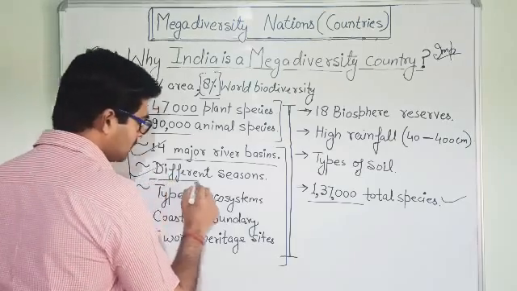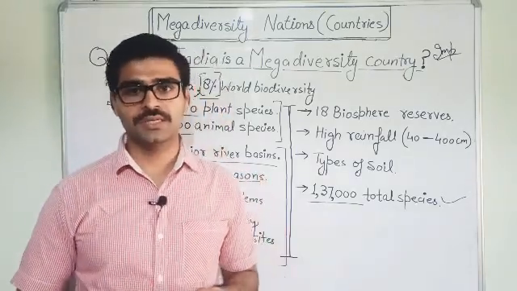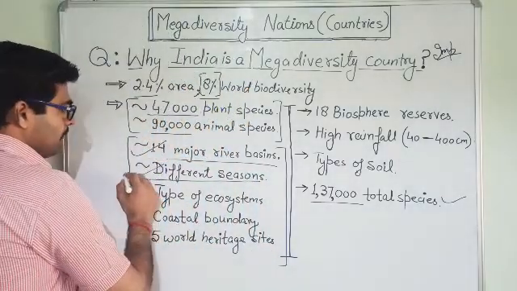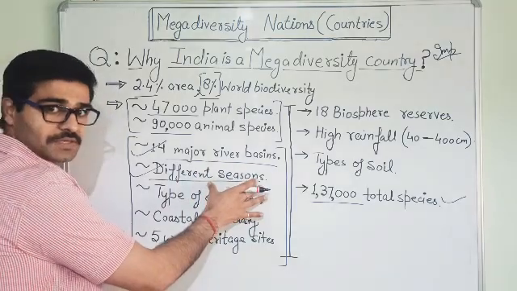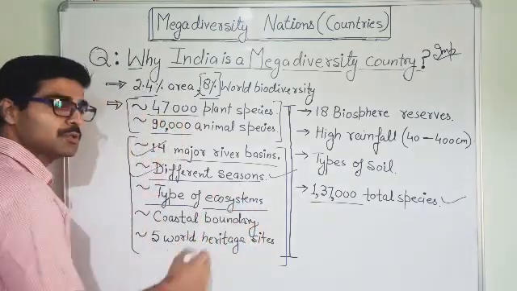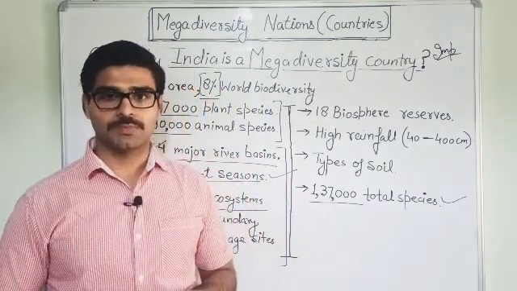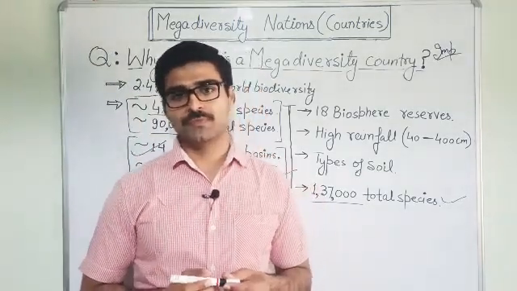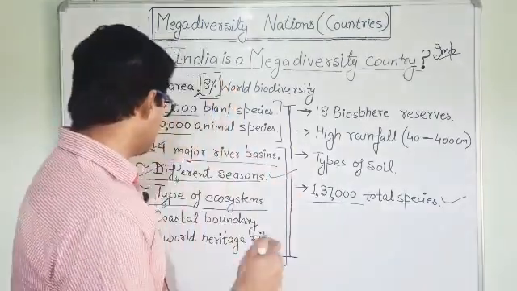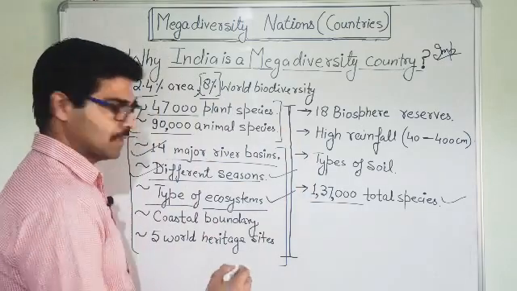The next point is the different seasons we have. In India we have all types of seasons: winters, summers, autumn, spring. So this is also a favorable factor which makes India a megadiversity nation. The next factor is the types of ecosystems. In India we have all the major ecosystems: desert, grassland, forest, coastal, aquatic. The more the diversity in ecosystems, the more the number of species.